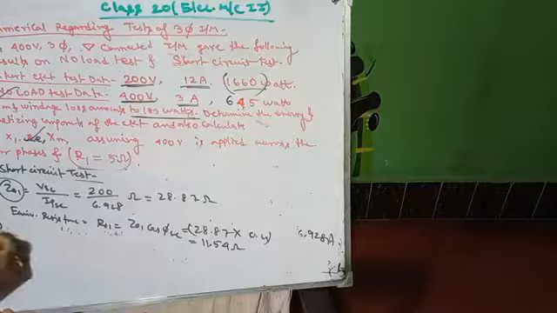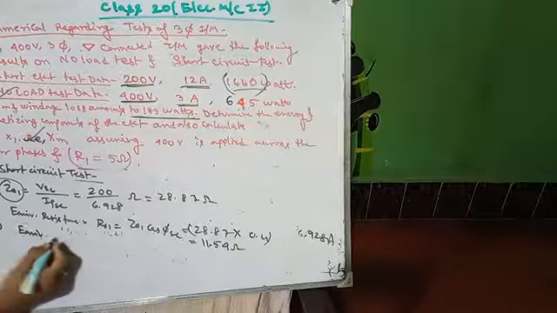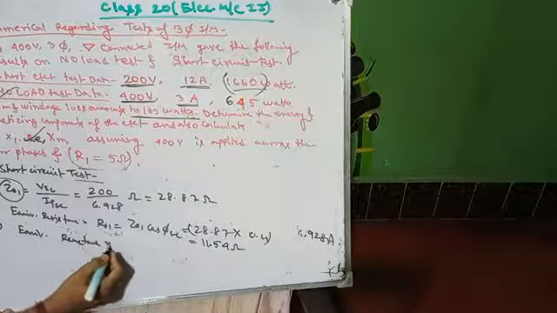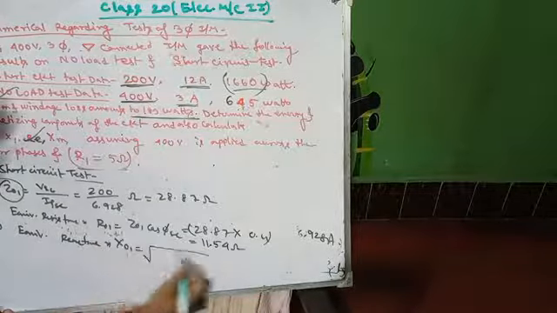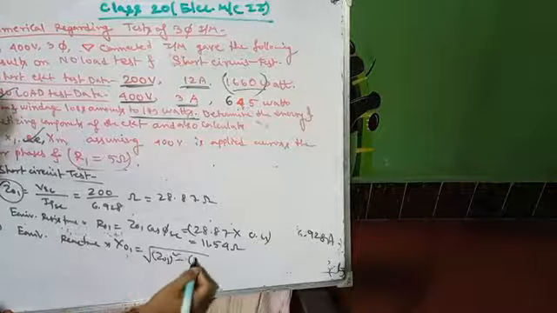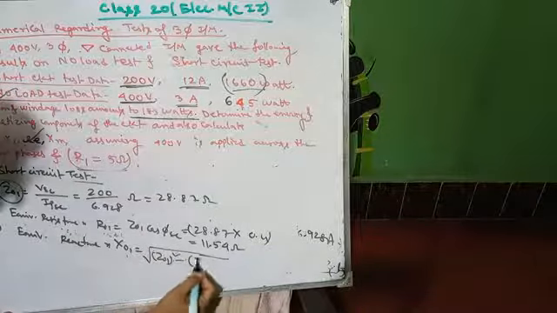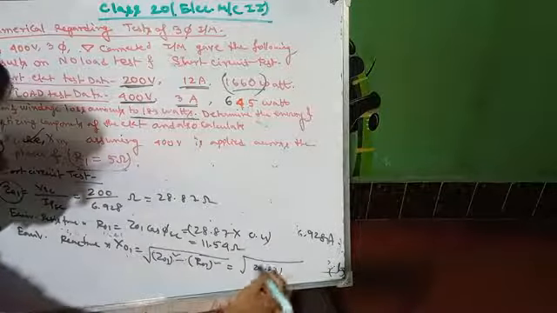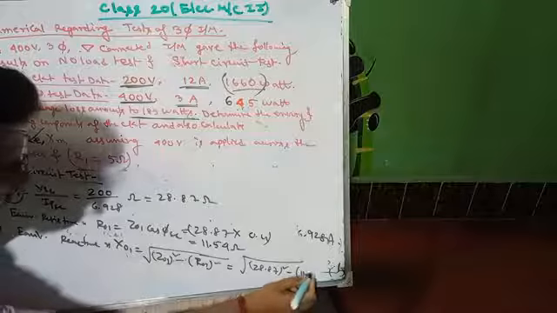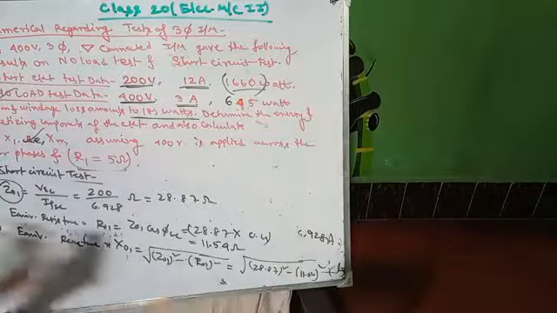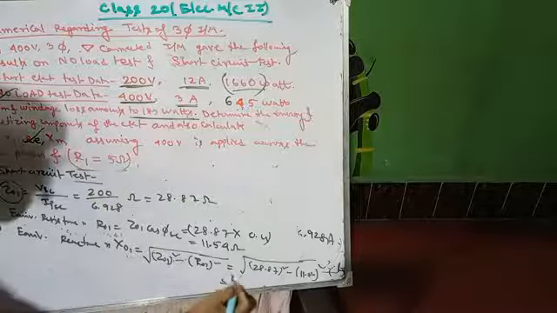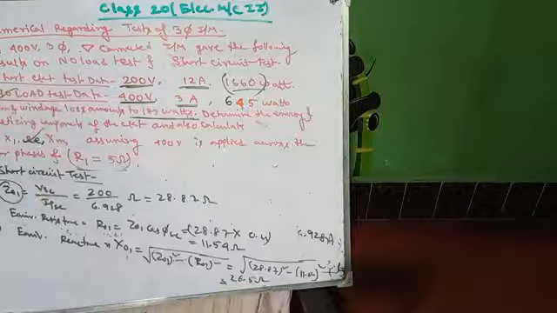And now fourth one, equivalent reactance. Equivalent reactance X01 equals to root over of Z01 square minus R01 whole square. Okay, so that will be equals to 28.87 whole square minus 11.54 whole square. So your result will be how much? It will be 26.5 ohm. X01 equals to 26.5 ohm.